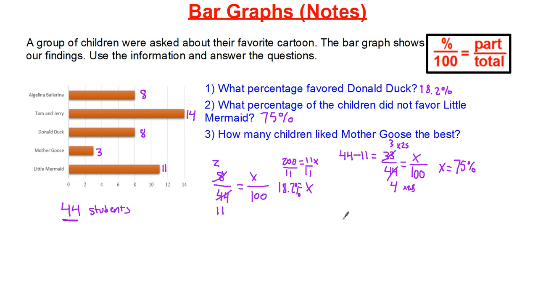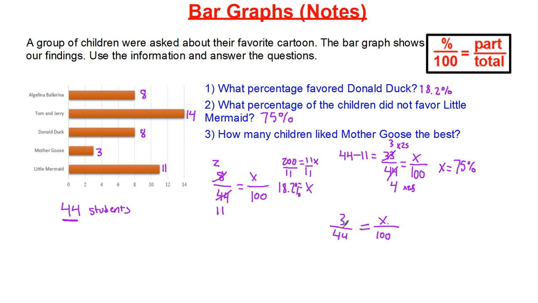Next, how many children liked Mother Goose the best? So once again, let's set up our proportion. Mother Goose is 3 out of 44. And then we have X out of 100. We don't know the percent. It's specifically asking about the percent, so that's what gets the X.